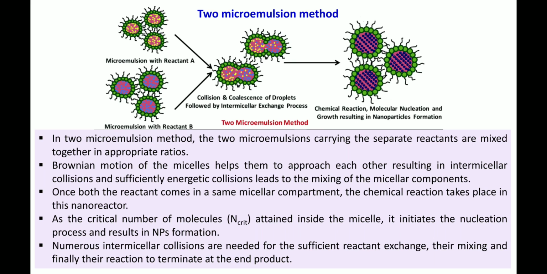So in the two microemulsion method, the two microemulsions carrying the separate reactants are mixed together in appropriate ratios. If the elemental ratio in the final product is 1:1, then you have to add 1:1. If it is 1:2, then you have to add reactant A in 1 molar and reactant B in 2 molar. So you have to take that precaution of concentration to get your final product.